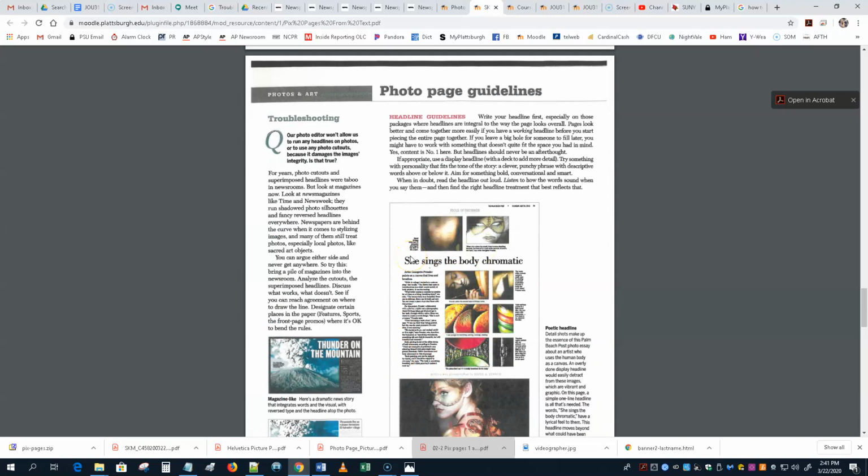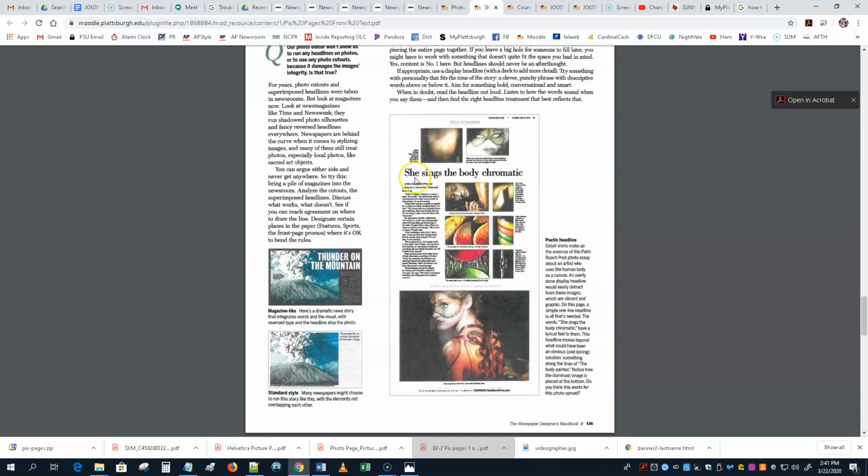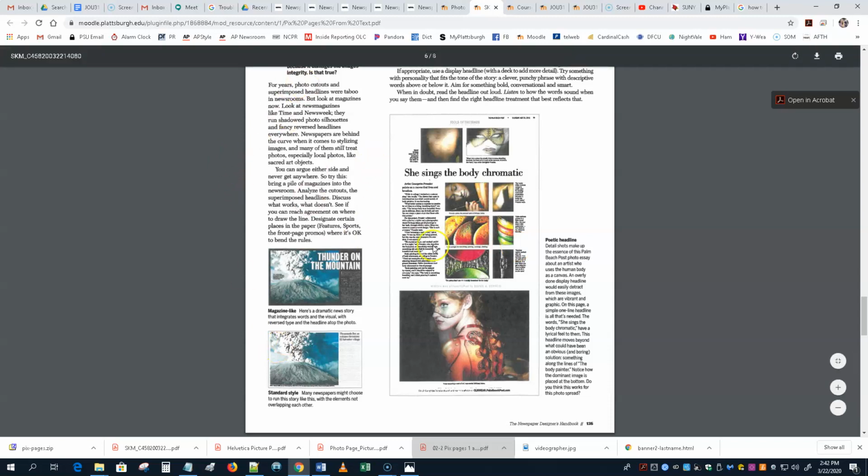Headline guidelines. Writing the headline first, especially for packages where headlines are integral, I think would be really useful. You might change it. This is an interesting design because the big art is at the bottom, but yet it kind of acts as a foundation for everything. Also, there's an interesting question and answer here about whether you should put text on photos. And I honestly believe most photos have a bigger impact without it. And in general, in a picture page, we would not do it, but that's an interesting discussion there.